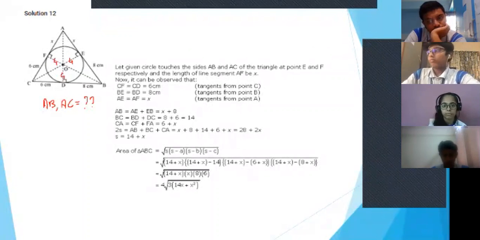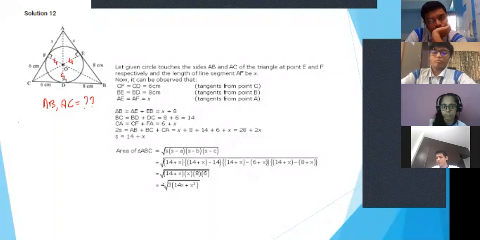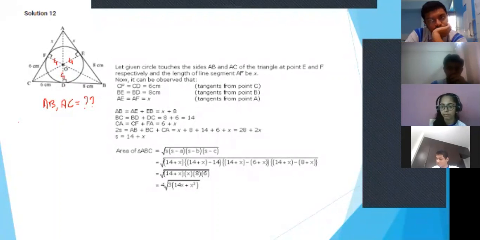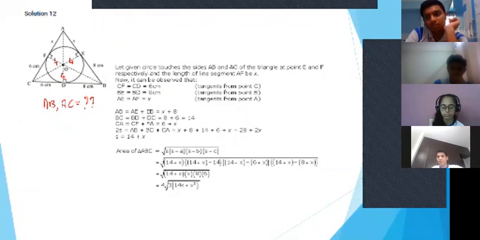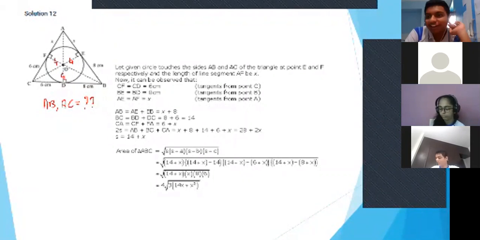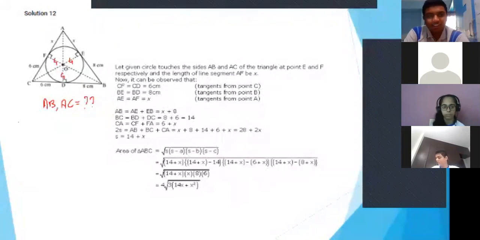Gautam, any other method of doing the sum? No, ma'am, I did this normally itself. Pranav, anything apart from this? The same thing. I tried another way, an easy way, but then it didn't work out.